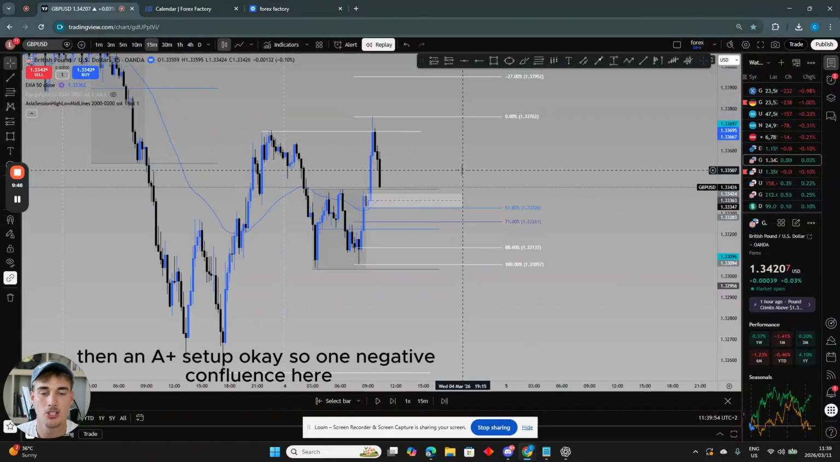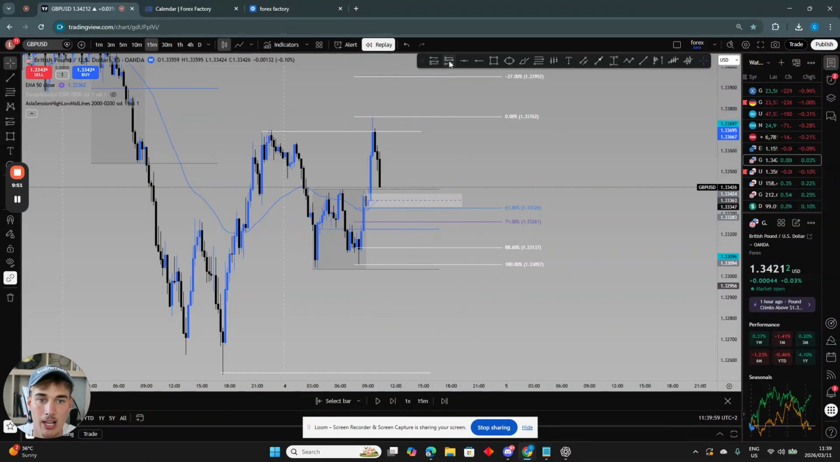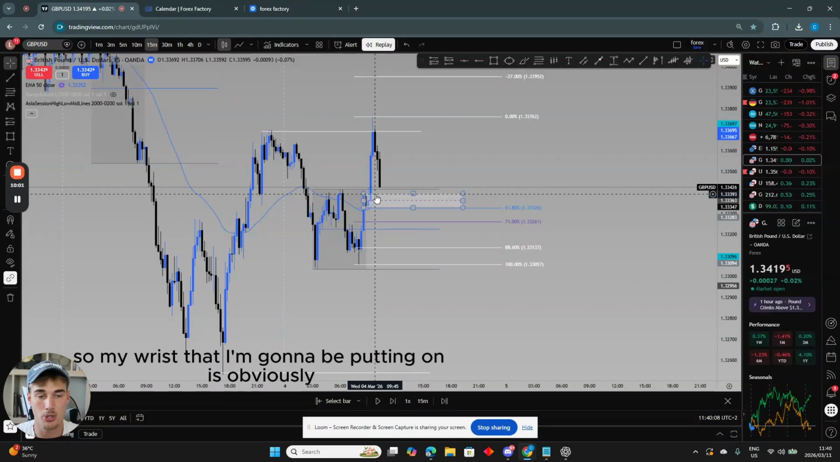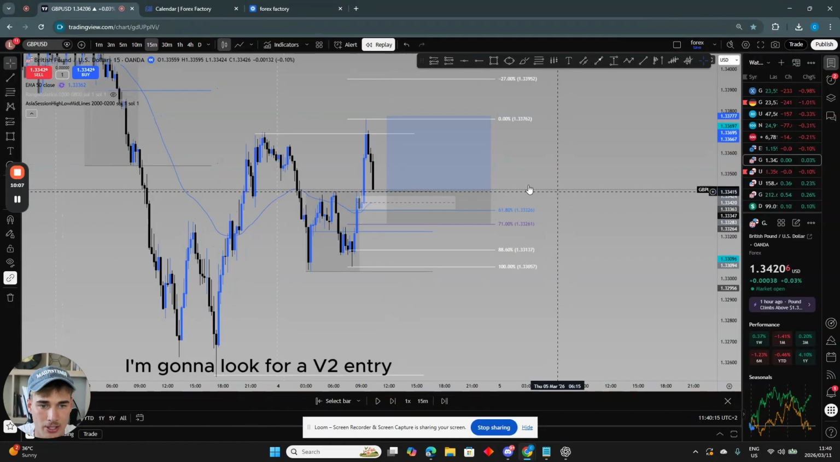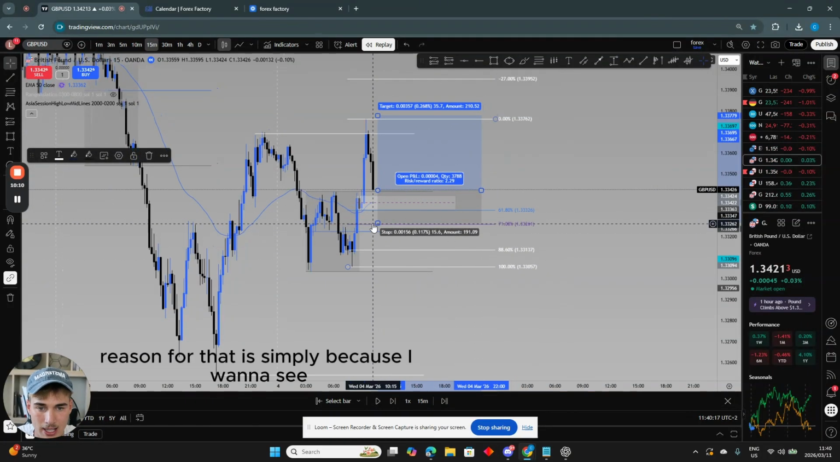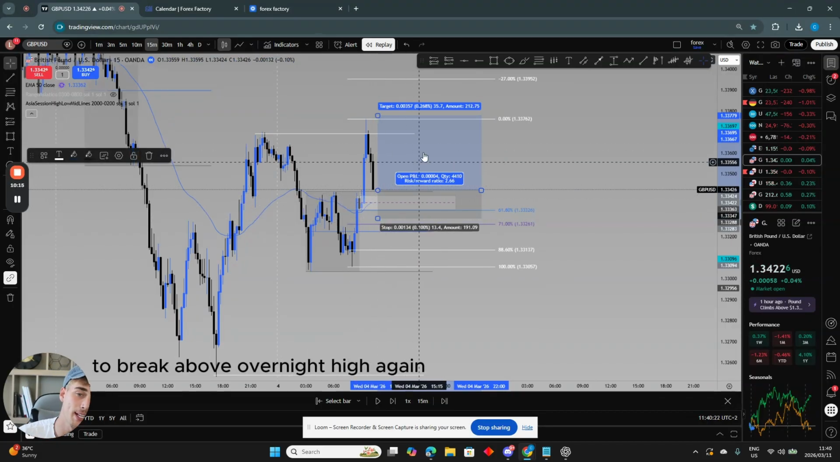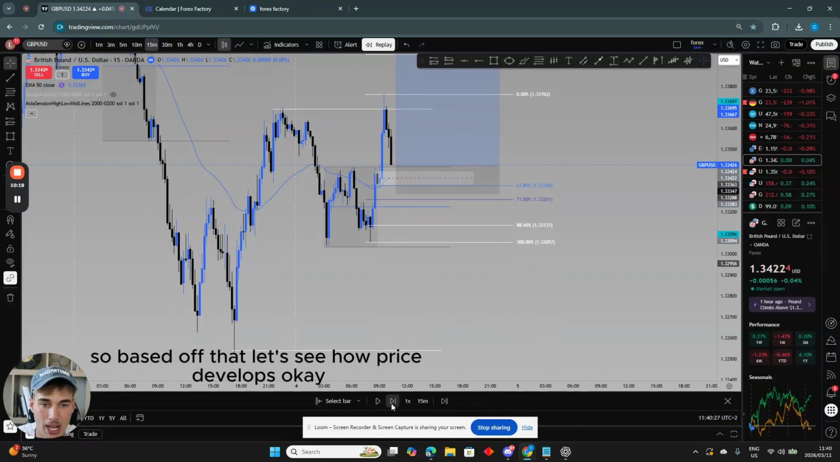So one negative confluence here. We've got good corrective structure running back into our level. Now, based on my risk, let's classify this not as an A grade. Let's go B plus, just based off the volume that's coming into our level. Remember, we've got to be cautious. So my risk that I'm going to be putting on is, obviously I'm going to be looking for an entry around about here. I'm going to look for a V2 entry. The reason for that is simply because I want to see, once price taps into my level, a break above overnight high again and then a run into the 27 mark. So based off that, let's see how price develops.